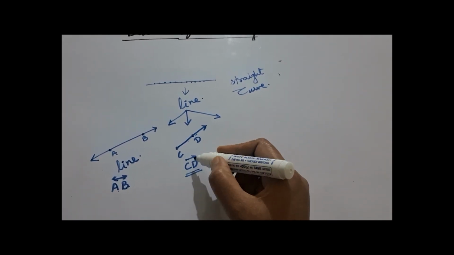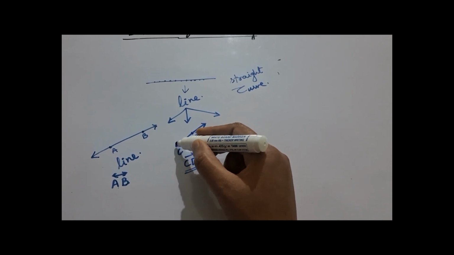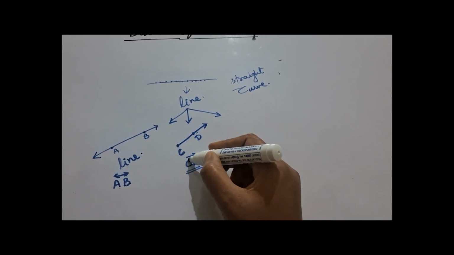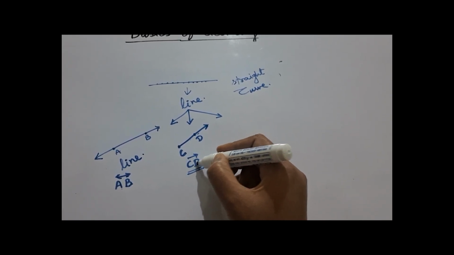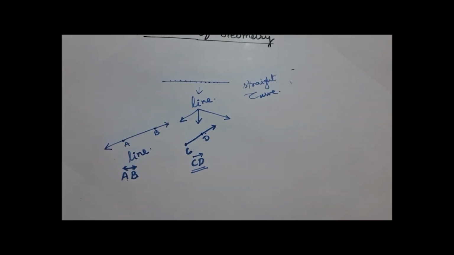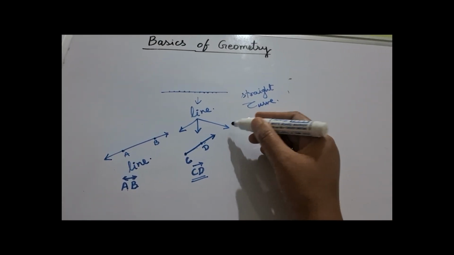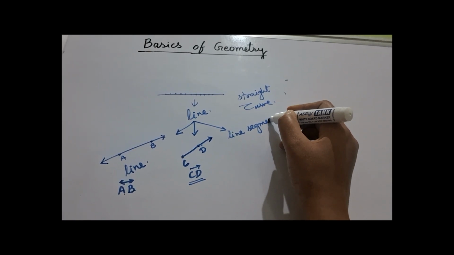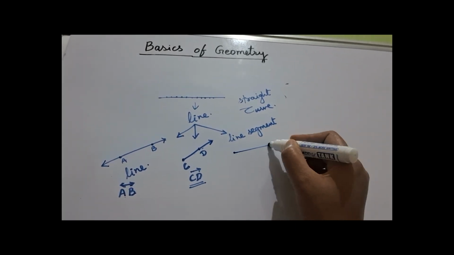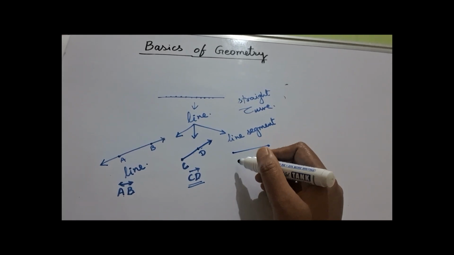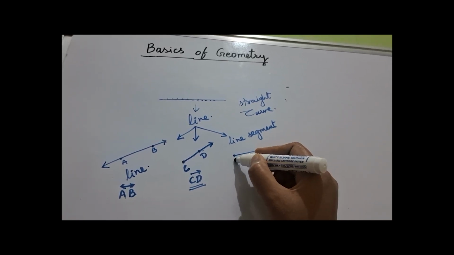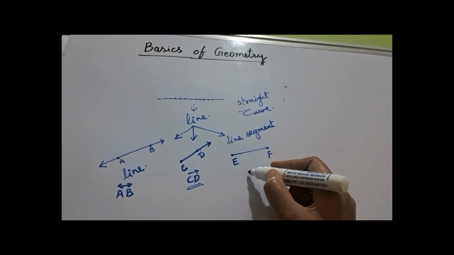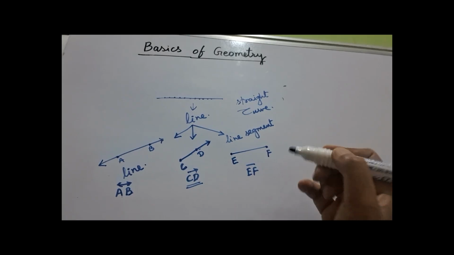Okay, children. Now, whichever initial point is there, that point we have named as C. So C comes first in naming the ray. Now the third type of line is, children, the line segment. Line segment means it will have two end points. Let us name these two end points as E and F. So we represent this line segment as EF like this.